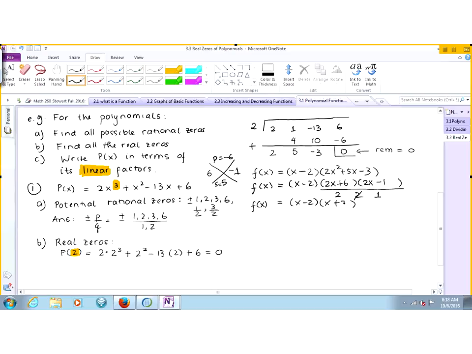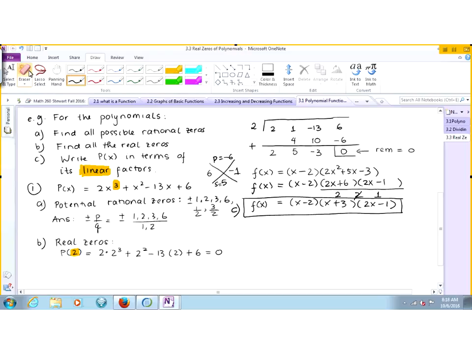What is (2x + 6) divided by 2? x plus 3 times (2x minus 1). Right? Okay. So, this is your answer to C. I was doing the C first. I haven't answered my B.